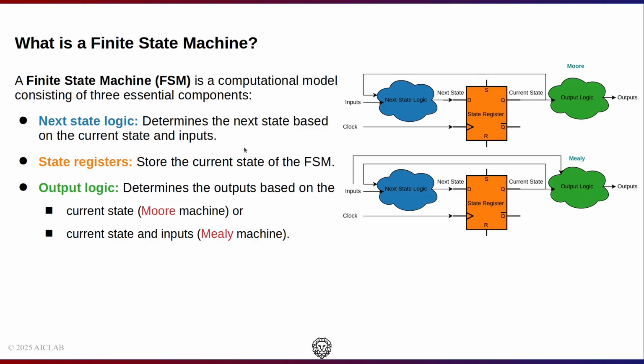What is a finite state machine? A finite state machine is a computational model that consists of 3 blocks: next state logic, state register, and output logic. Next state logic produces the next state based on the current state and input. The state register stores the value of the current state, and the output logic generates the output based on the current state. Then it's called a Moore machine, or if it generates the output based on the current state and the input, it is called a Mealy machine.